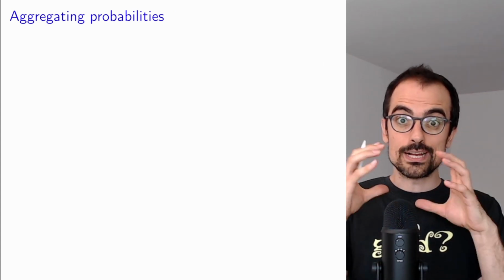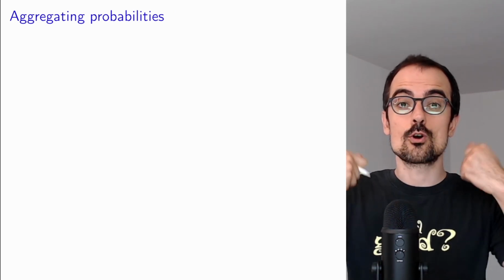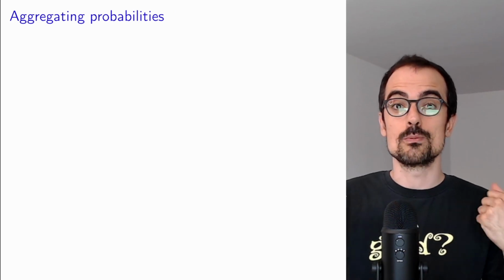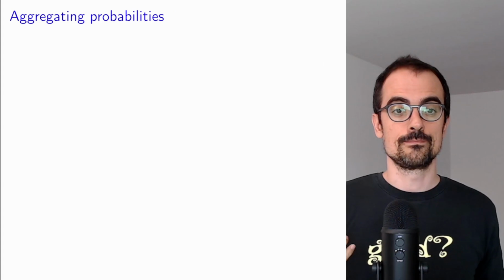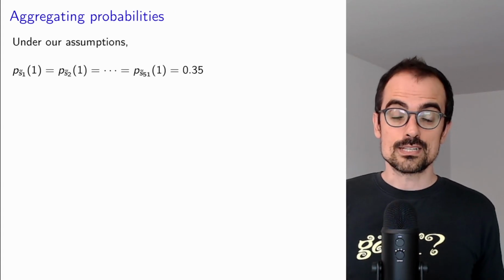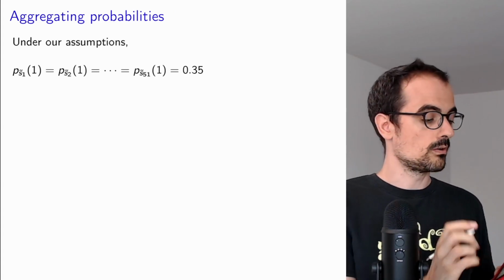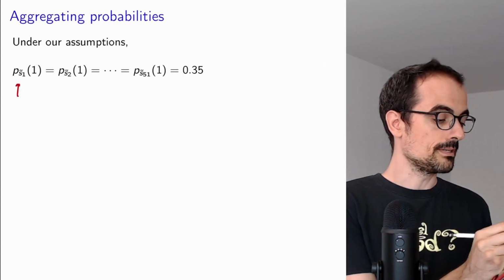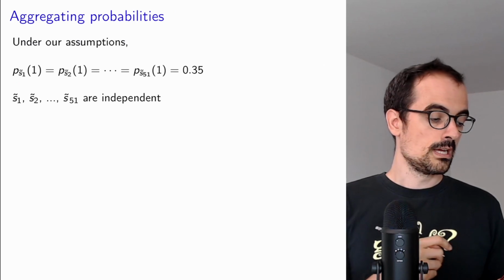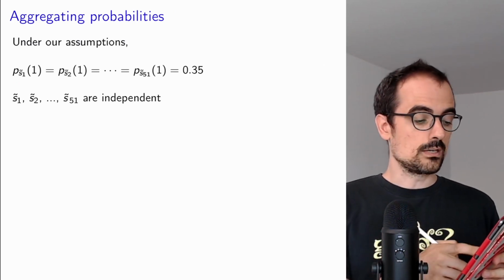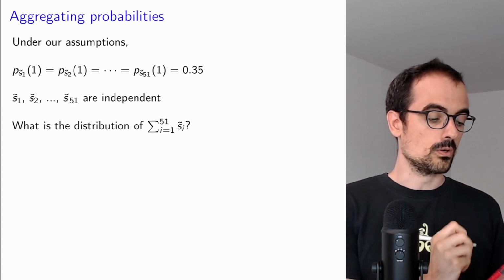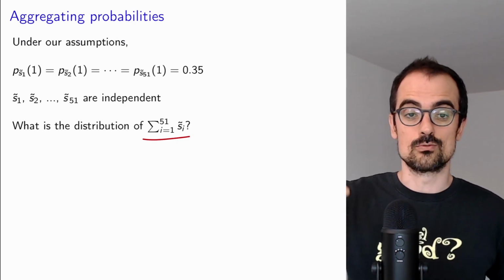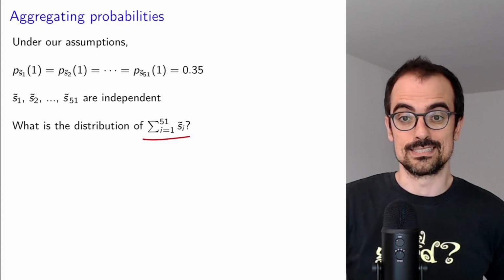Now we want to aggregate all of these probabilities to produce a forecast for the whole election. What's the probability that the Republican wins the whole election? Under our assumptions, these are Bernoulli random variables with parameter 0.35. They're all independent, and we're interested in the sum, which is basically how many of these random variables are equal to 1 at the same time.